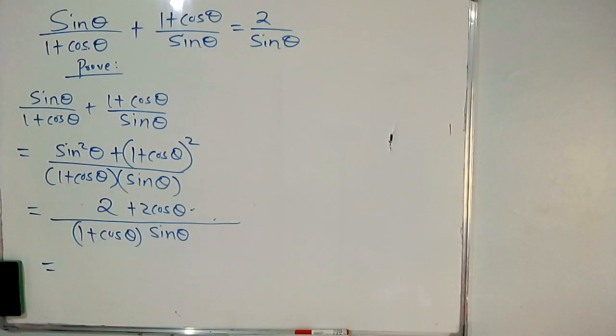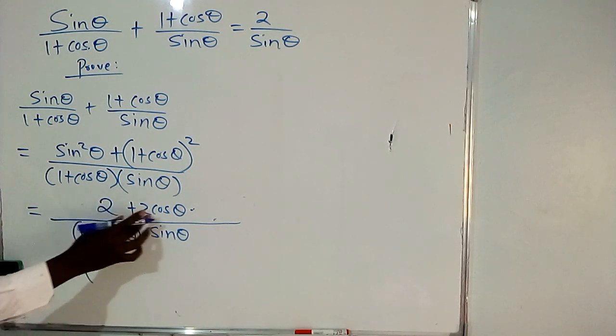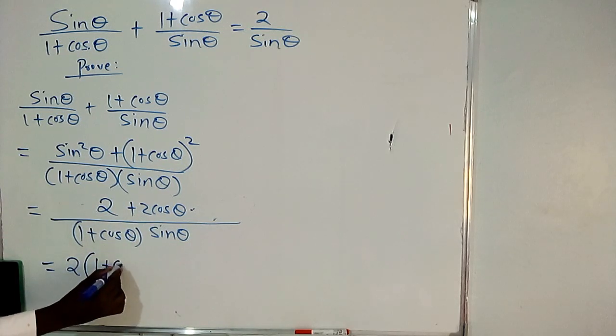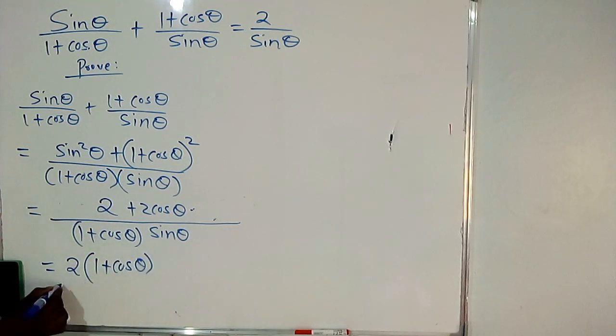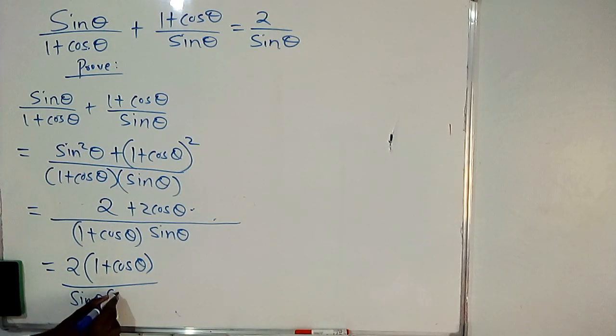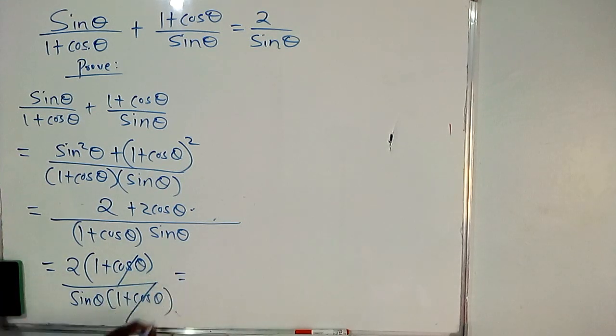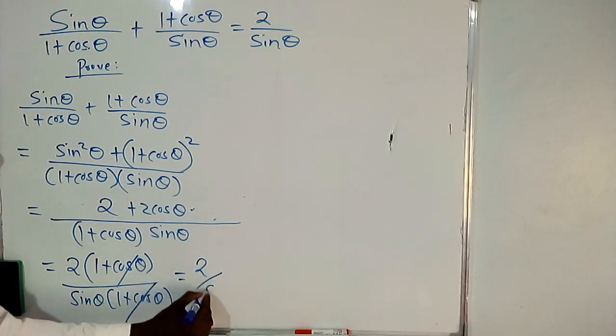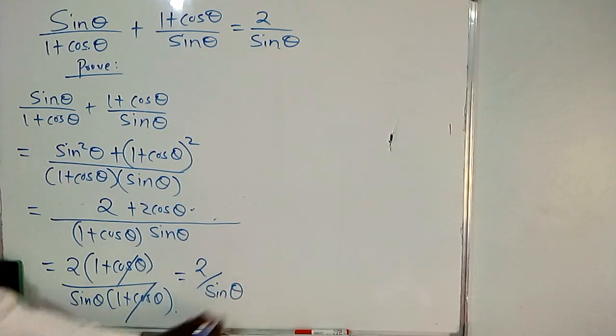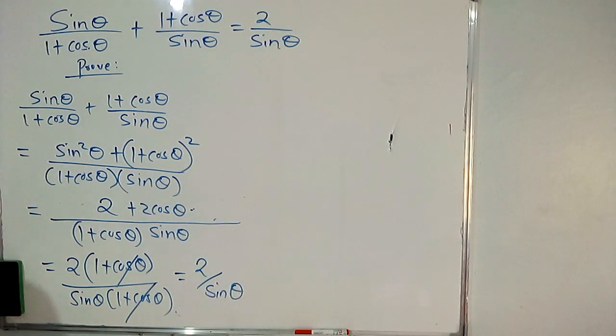Then you see in the numerator 2 is a common factor, and 2 is even what is required there, isn't it? So if you factorize 2 outside, you remain with 2 into 1 plus cos θ. Then in the denominator we have sin θ into 1 plus cos θ. Then you can cancel out the common factor. Then you remain with 2 over sin θ.